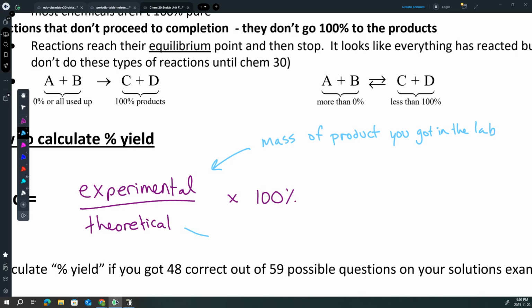Whereas the theoretical value, you don't do an experiment for that. You just do a calculation for it. So this is calculated, and it represents how much you should have gotten if your reaction went to 100% completion, so if your reaction produced 100% products.